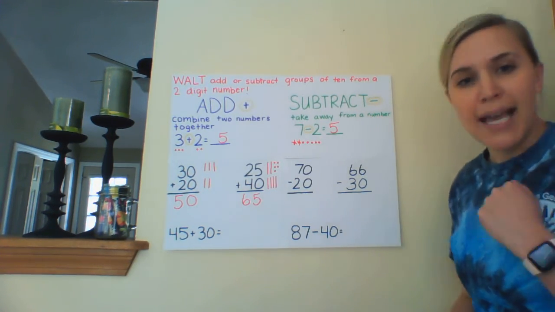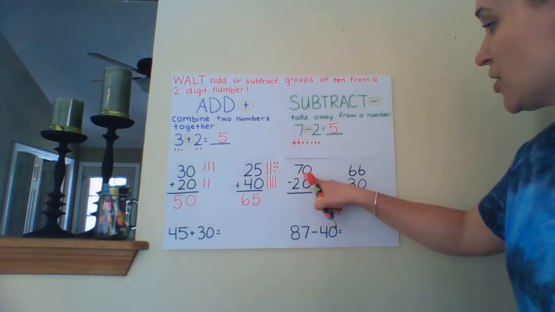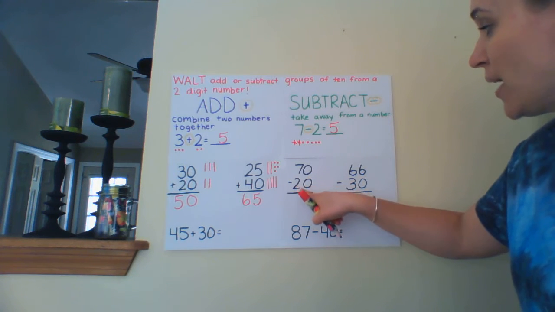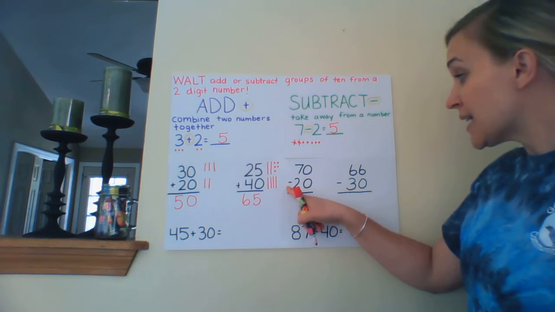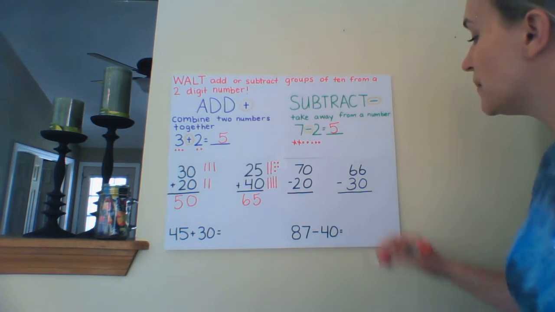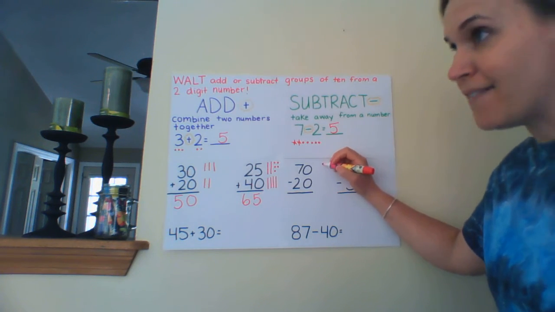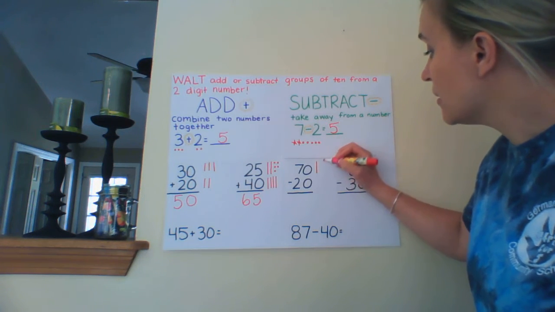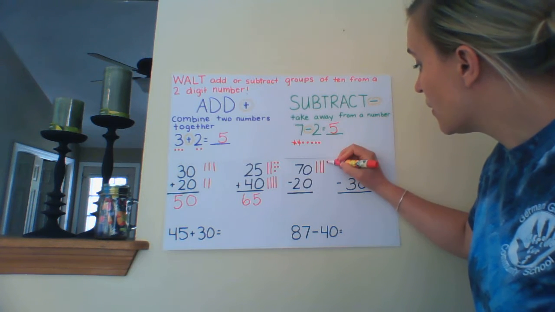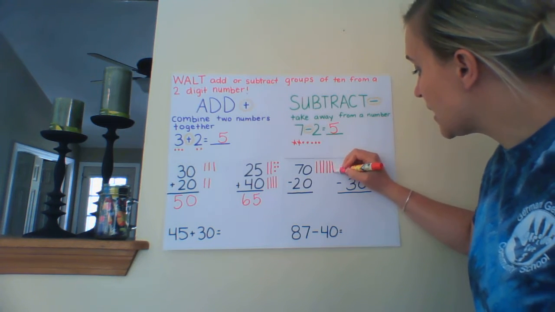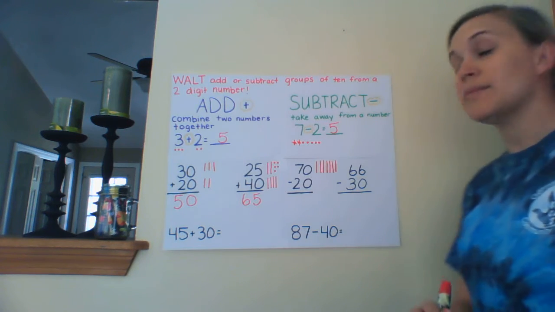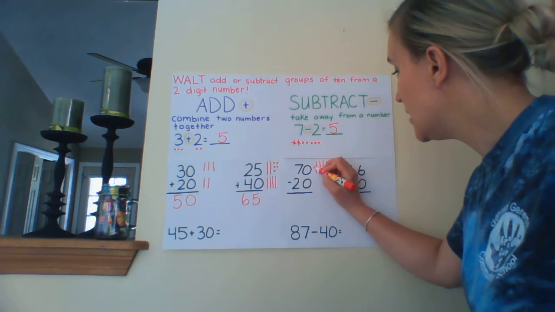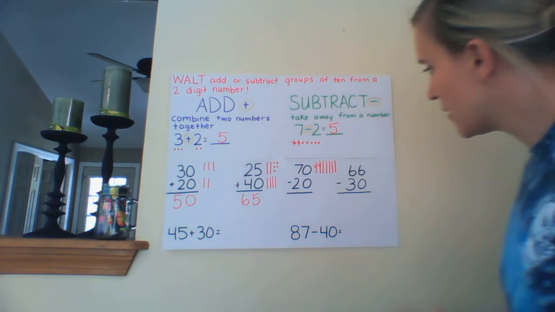Now subtract, taking away. I'm going to start with my 70, and I'm going to take away 20, and I know it's take away because I'm a detective, and here's my minus sign. So I'm going to draw my 7 tens, or 70. Feel free to count along with me. 10, 20, 30, 40, 50, 60, 70. Now I'm taking away 20, 2 tens. So ready? 10, 20.